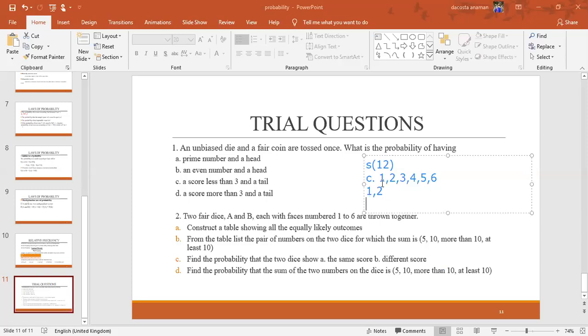3 is not included because 3 is a score on its own. So you'll be having a score less than 3 and a tail. That will be 1 tail and 2 tail, giving us 2 events. So you'll be getting 2/12, and that will be equal to 1/6.